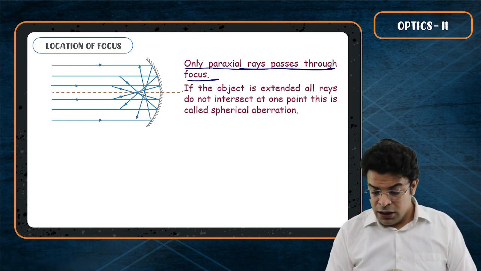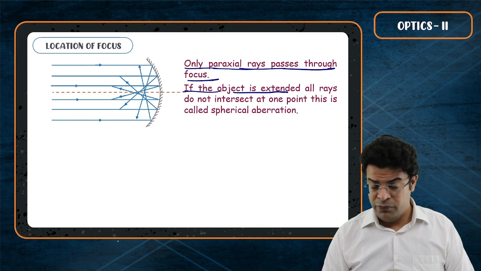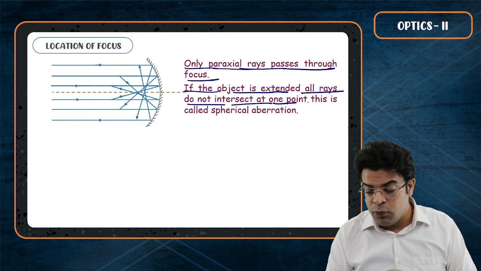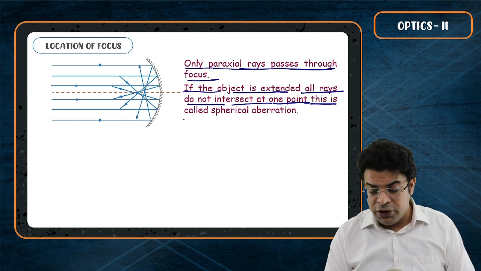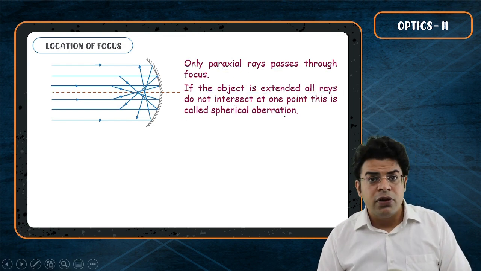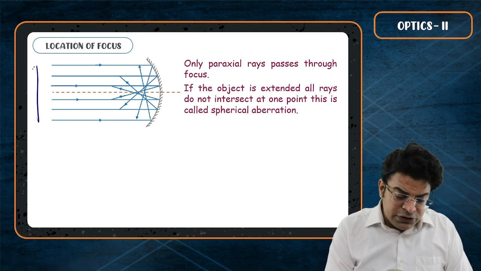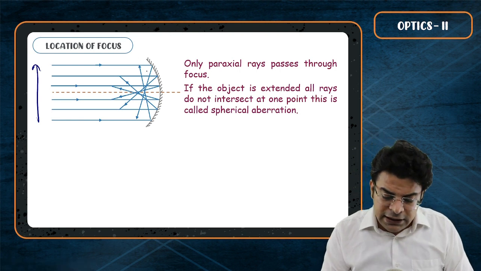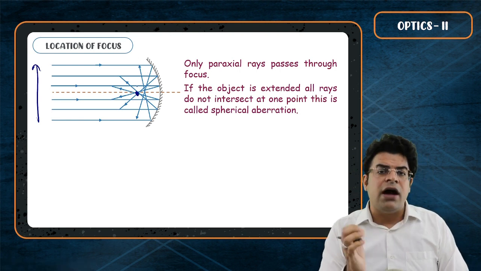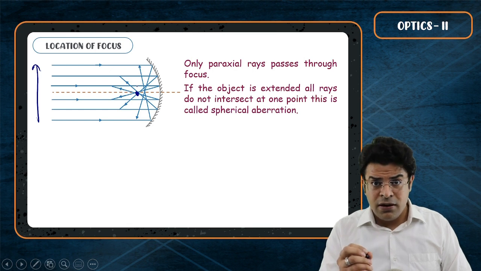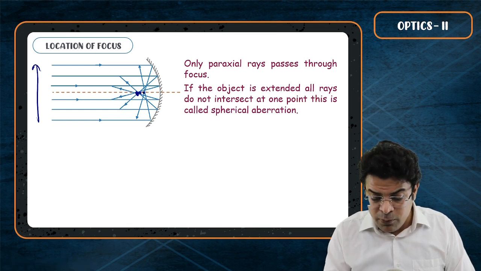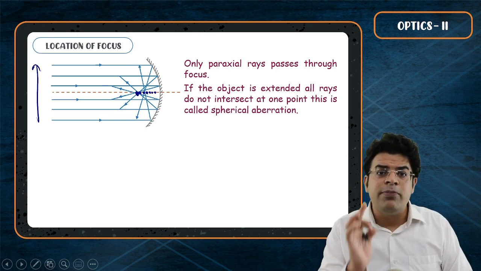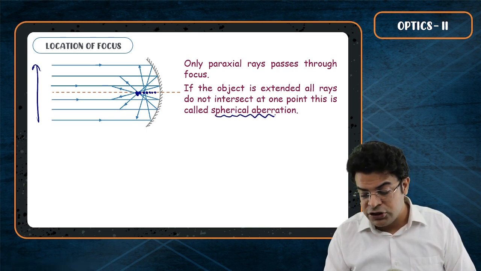If the object is extended, if you have a big object, all rays do not intersect at one point. For an extended object, if the rays are not near parallel rays, you do not get all the rays converged at a single point after the reflection. You get the rays meeting at different points after the reflection, and hence you do not get a sharp image. And this phenomenon is called spherical aberration.